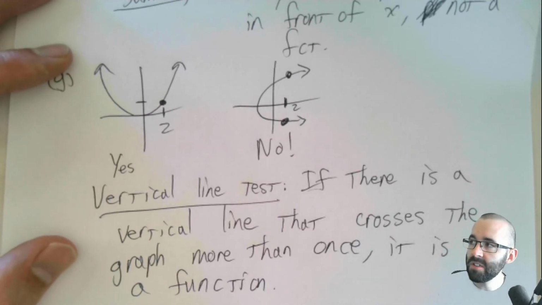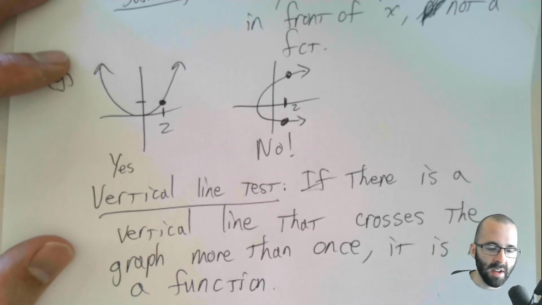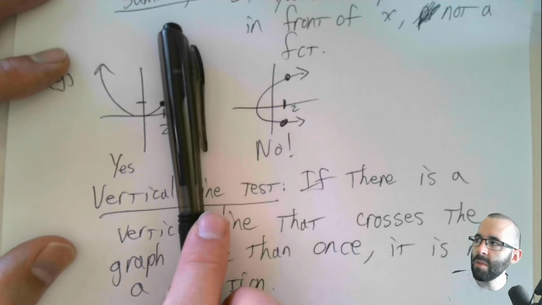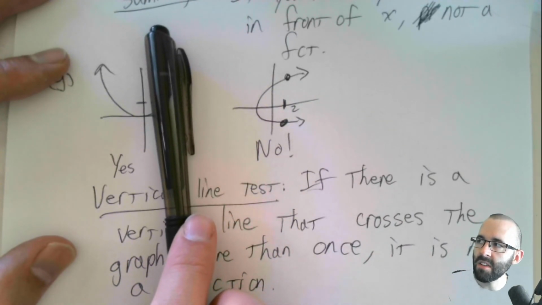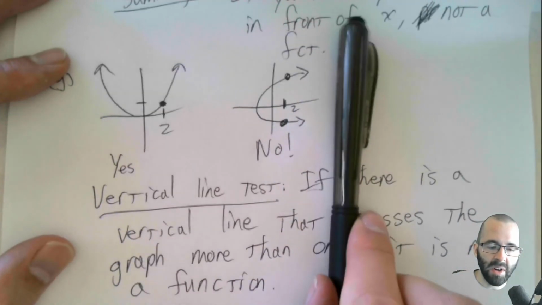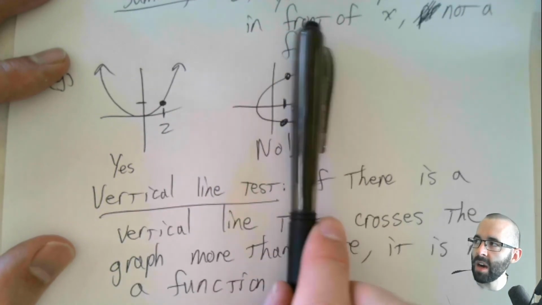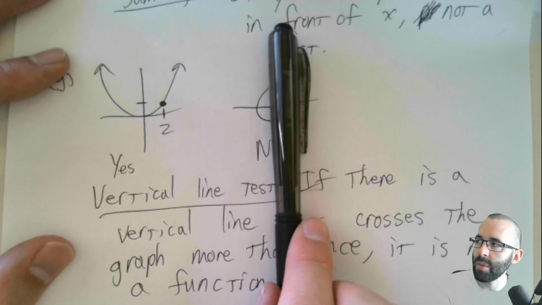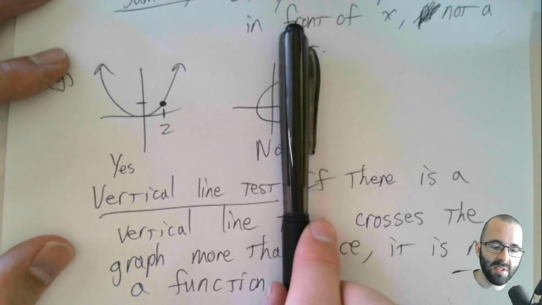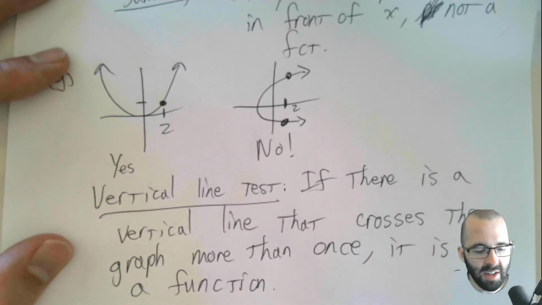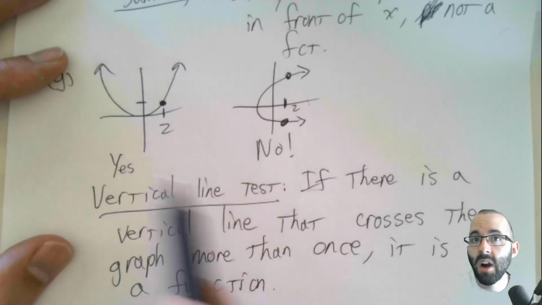So on this first graph, I can use my pen to do a vertical line everywhere here. Notice the pen is only crossing the function once, any given time. Whereas on this function, pretty much everywhere, this pen is crossing the graph twice, almost everywhere. And because it's crossing multiple times, it's not going to be a function. So use the vertical line test to identify whether graphs are functions.